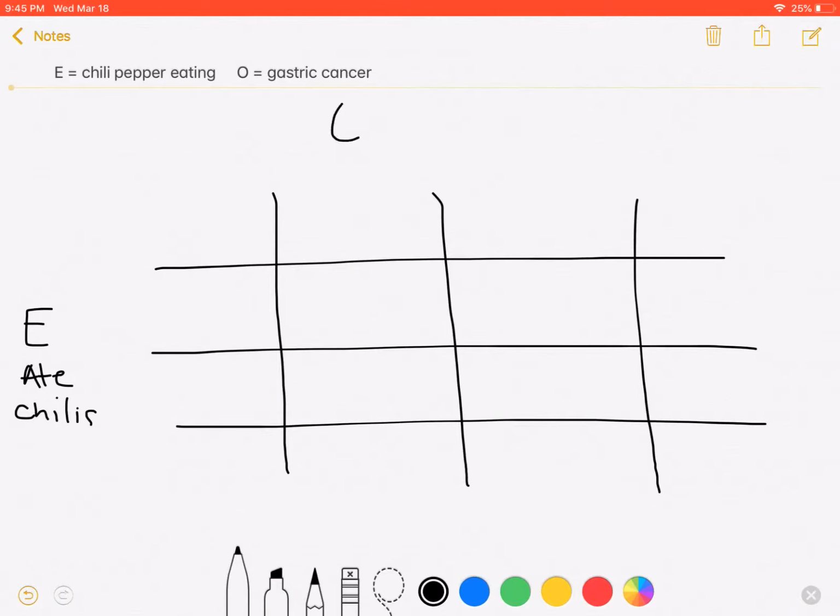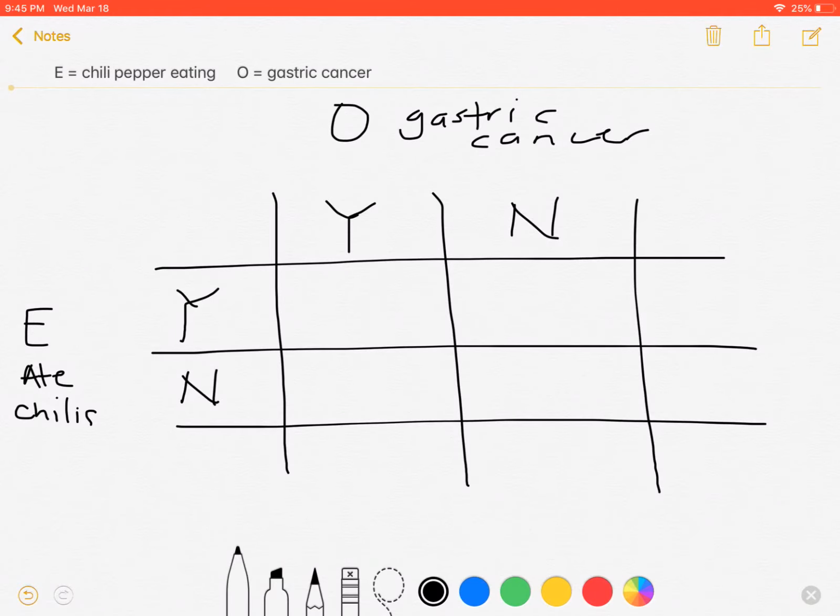And then the outcome is whether or not they got gastric cancer. Gastric cancer. So this box here says yes, they ate chilies. This box says no, they did not eat chilies. This box says yes, they got gastric cancer. This box says no, they did not. That also includes all the boxes to the left and right of them.